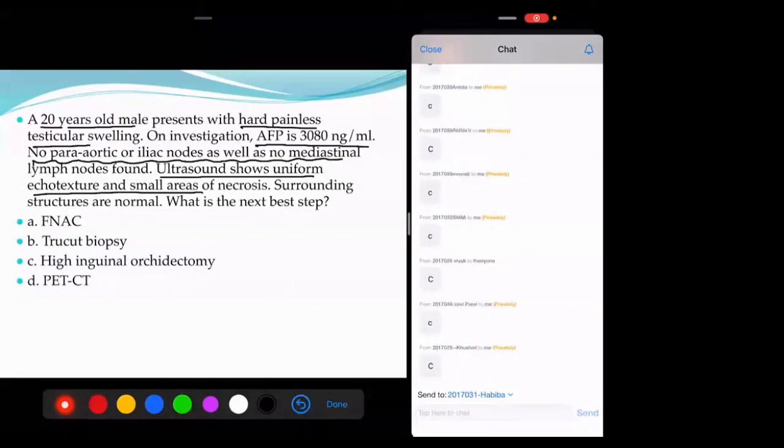We don't do FNAC or biopsy through the scrotum because of scrotal violation. That may lead to metastasis to the inguinal lymph node. So no FNAC, no true-cut biopsy, no PET CT scan. We directly remove the testis for confirmation and staging.